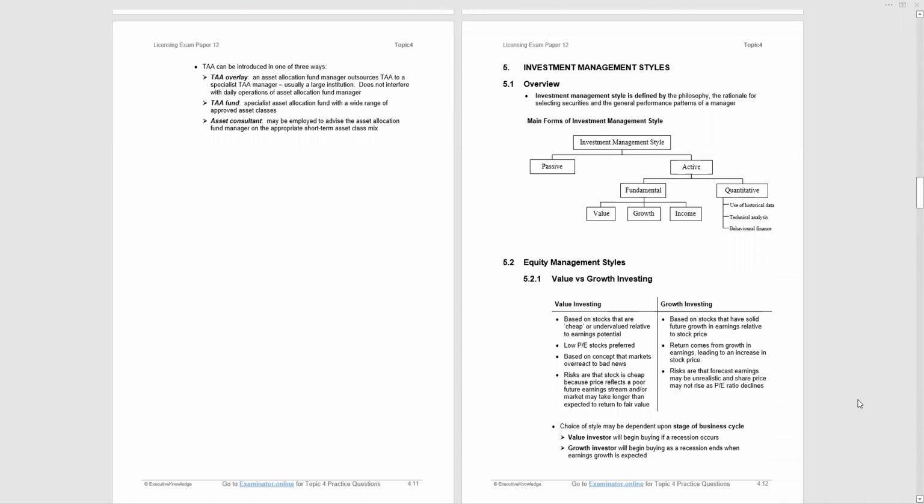Continuing, tactical asset allocation can be introduced in one of three ways: an overlay, an actual fund, or using an asset consultant. I would say that's getting into a bit too much detail, but nevertheless, be aware of those three approaches to tactical asset allocation.